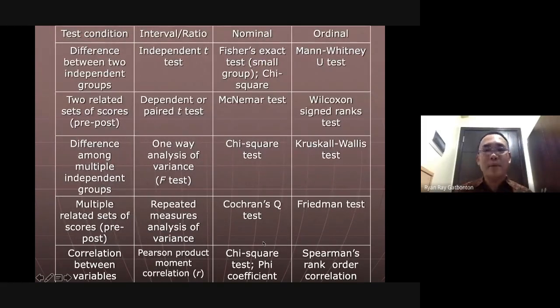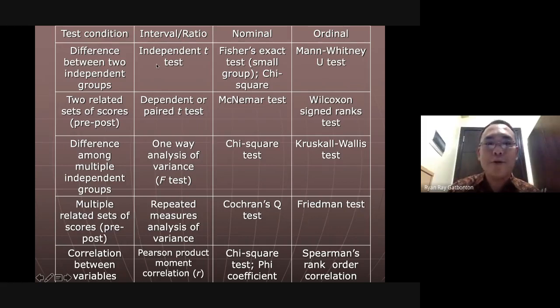Now, here is a table of the correct statistical test that you will use based on the test condition and the level of measurement. So tandaan, interval measurement, lahat ng nandito na nag-fall na exam, statistical test will be parametric tests, while these two columns will be your non-parametric test.